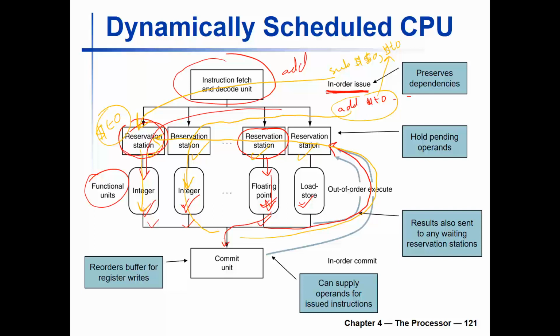Now, the commit unit is where we write the values to registers and results to memory. This happens in order, in the same order the instructions arrive at the CPU. There are also reorder buffers for register writes, and these are important so that when instructions complete out of order, we put them back and commit them in order. That's why we need the reorder buffers.